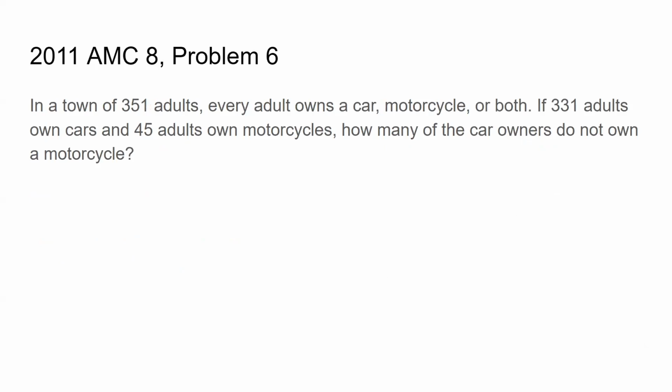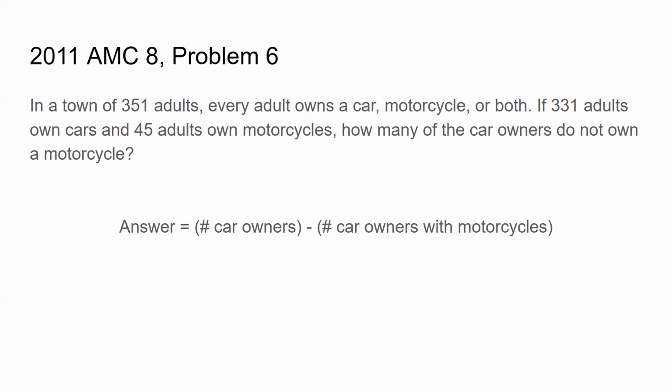With that in mind, let's solve a problem from the AMC8. In a town of 351 adults, every adult owns a car, motorcycle, or both. If 331 adults own cars and 45 adults own motorcycles, how many of the car owners do not own a motorcycle? If we take the number of car owners and subtract the number of adults who own both a car and a motorcycle, we will have the answer we want.